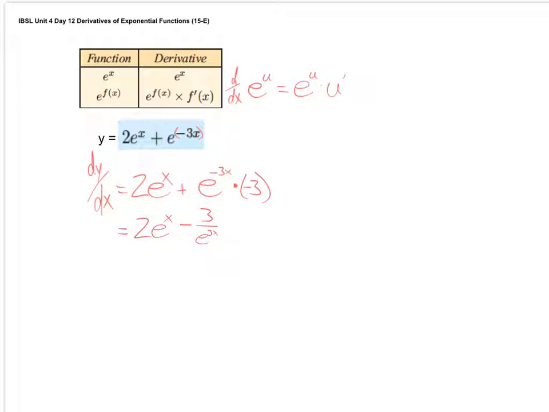So you could write it like this, or I don't care if you would leave it like 2e to the x minus 3e to the negative 3x. Either of these would be acceptable. This is kind of an exception to that always simplify negative exponents rule. Okay, let's try a couple others.